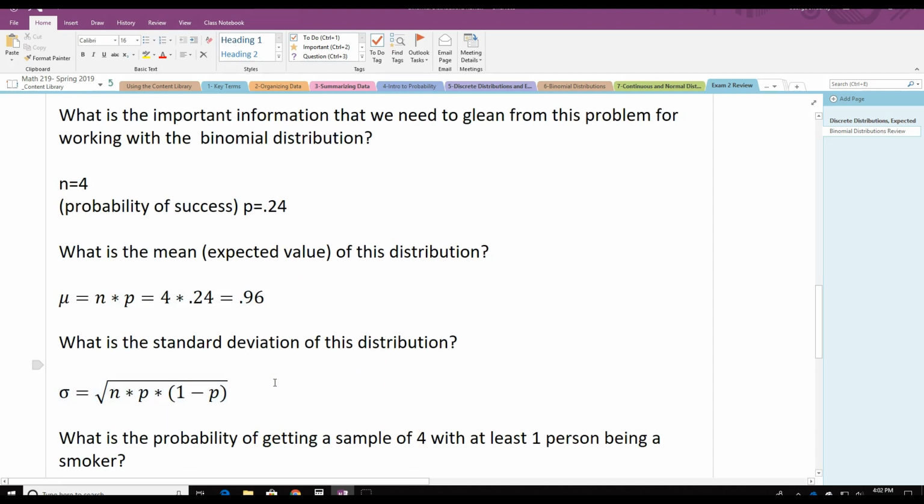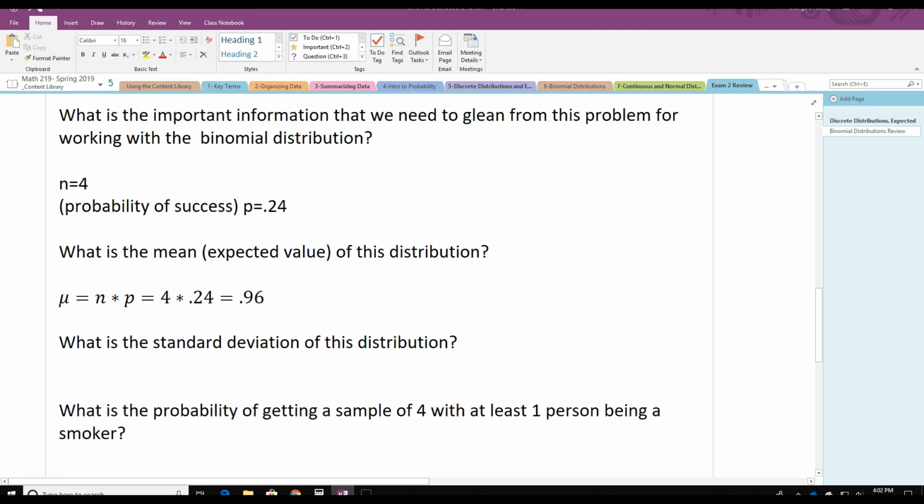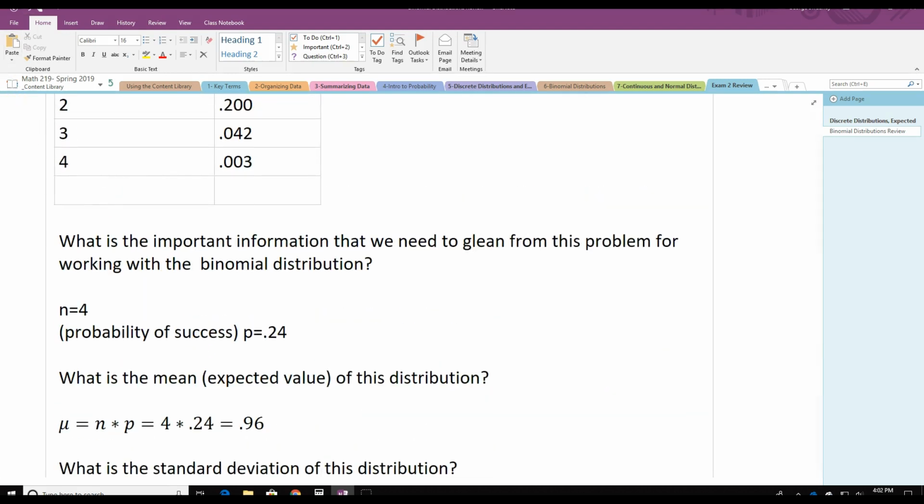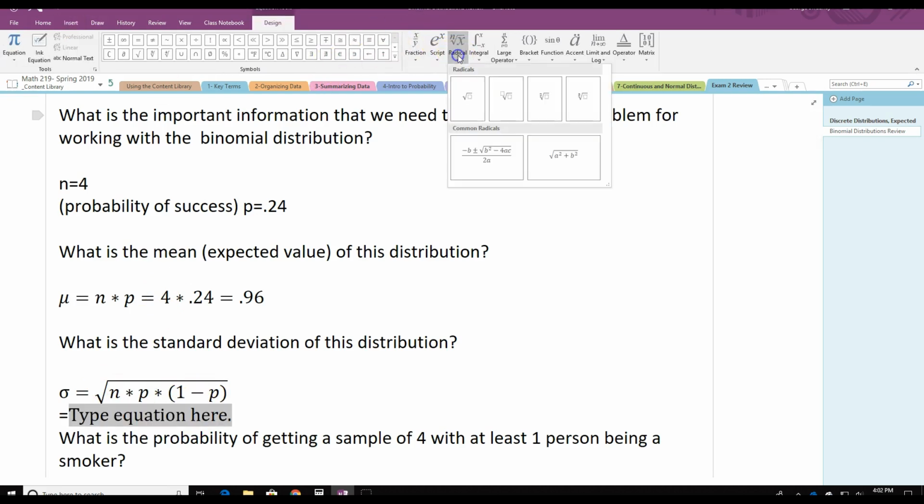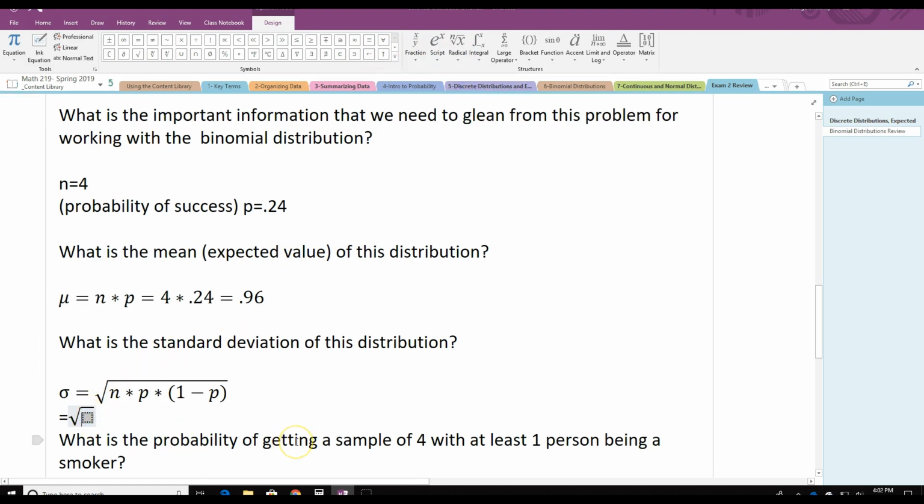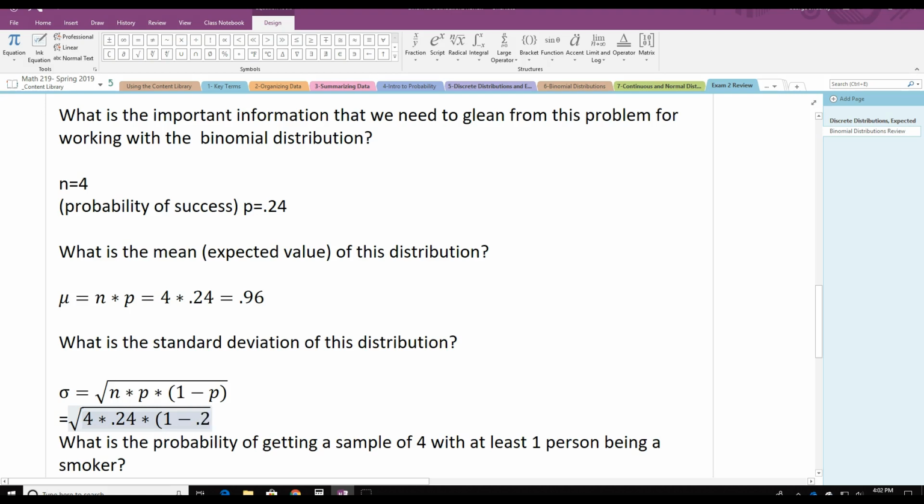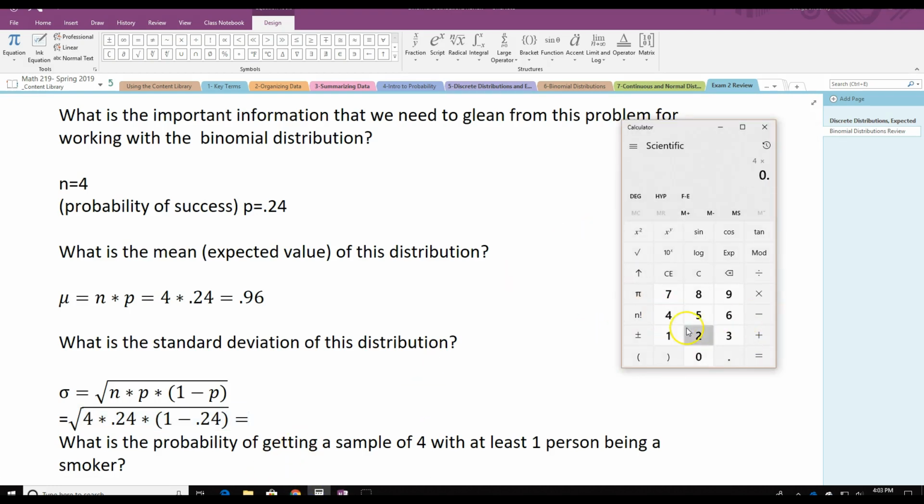Now what about the standard deviation? That's going to equal the square root of n times p times 1 minus p. Now 1 minus p is the probability of failure. So I'm just going to insert a little equation here. That's going to equal the square root of 4 times 0.24 times 1 minus 0.24, which is 0.76.